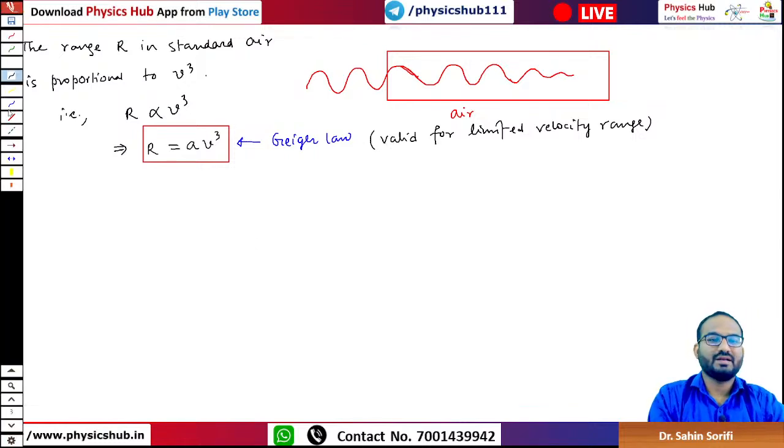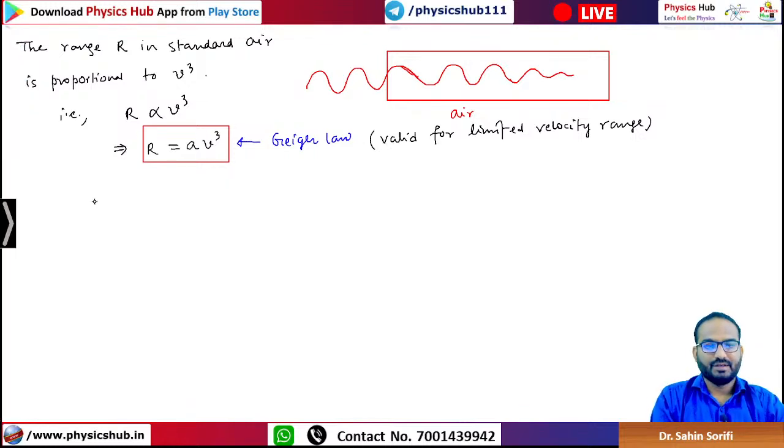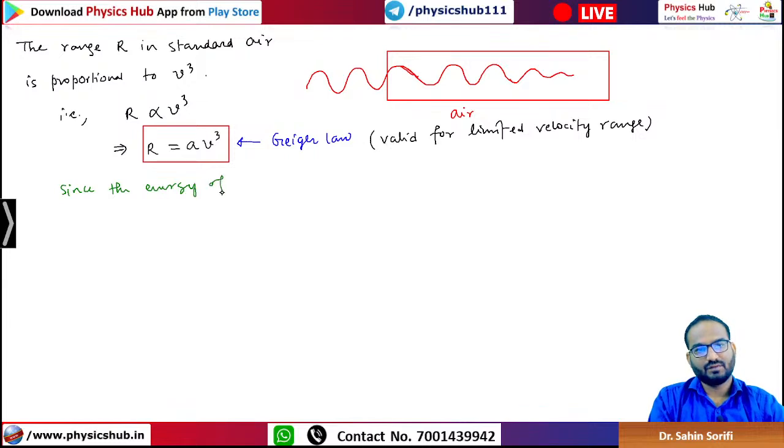Now you see, R is proportional to V cube, and the energy of the alpha particle, this is the velocity v with which the alpha particles are moving. I have just plotted the intensity, but you can imagine alpha particles are basically corpuscular, so you can imagine them like particles, but to represent intensity we are using the form of a wave. Intensity is slowly decreasing. Now, what is the energy of the alpha particle?